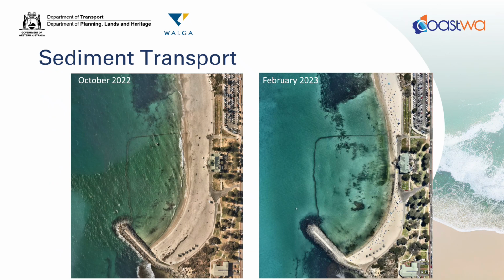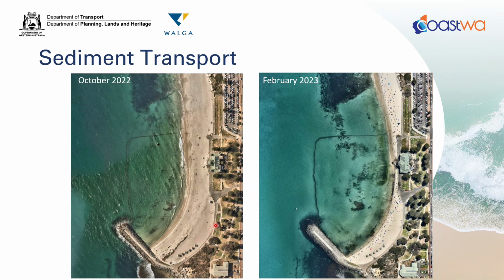It does also mean that the sediment isn't necessarily going to be where you want it to be. We've got some examples here from Cottesloe. On the left, we've got an aerial photo from Cottesloe in October 2022, and you can see you have a really nice wide beach. This is around the end of winter, where we've had a lot of northerly or northwesterly events that have caused this southward transport of sediment and deposited that sediment really nicely in the embayment behind the Cottesloe groin.